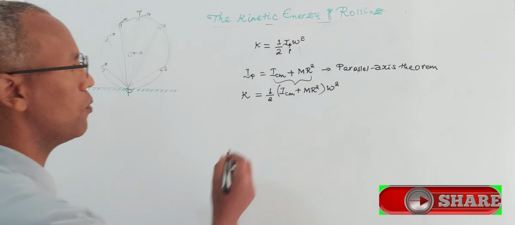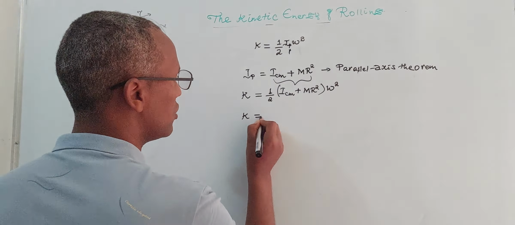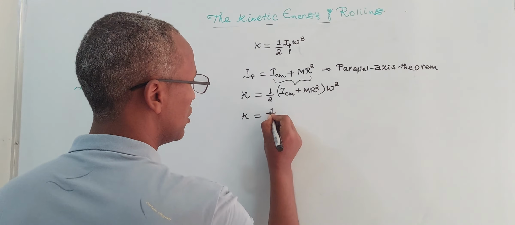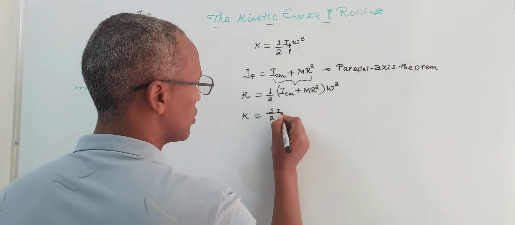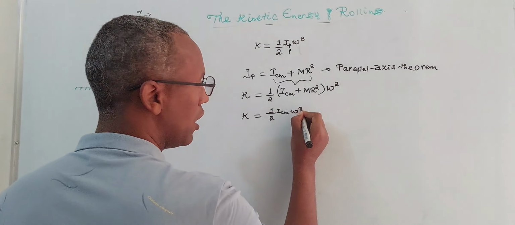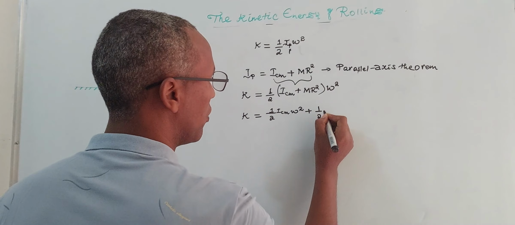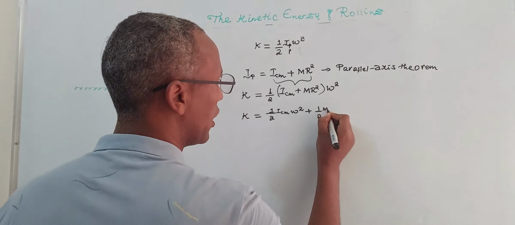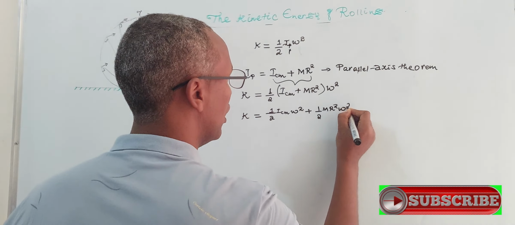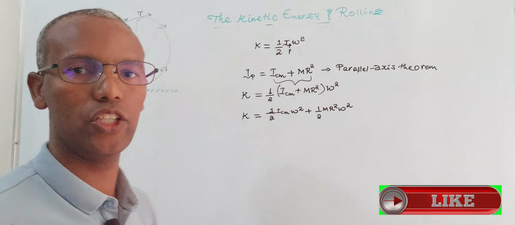Now we can just multiply this out. So kinetic energy is equal to 1/2 times the moment of inertia at the center of mass multiplied with the angular speed squared, plus 1/2 multiplied with mass multiplied with r squared and then omega squared, right? That is it.